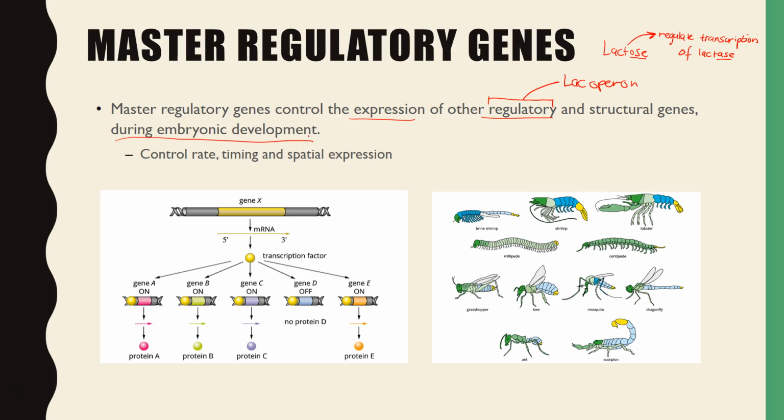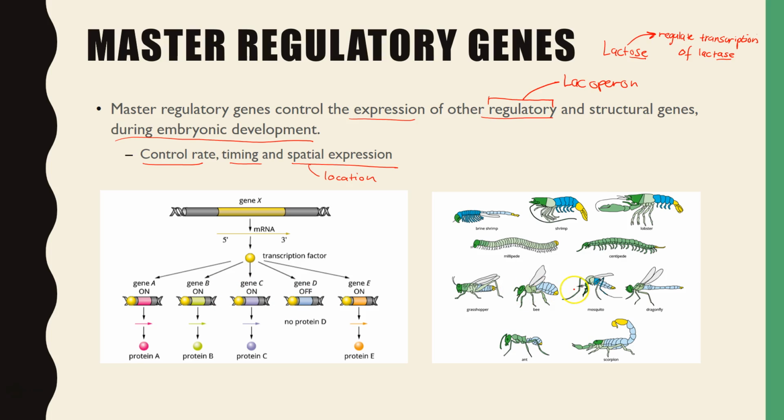Master regulatory genes will control the rate, the timing, and spatial expression, so the location in which that gene may be expressed. An example of such is here, gene X, a master regulatory gene. It will release a transcription factor which will bind to a number of other genes, and that will turn on, as in genes A, B, C, and E, or will turn off, as in gene D. If that gene is turned on, it can result in a number of different phenotypes.